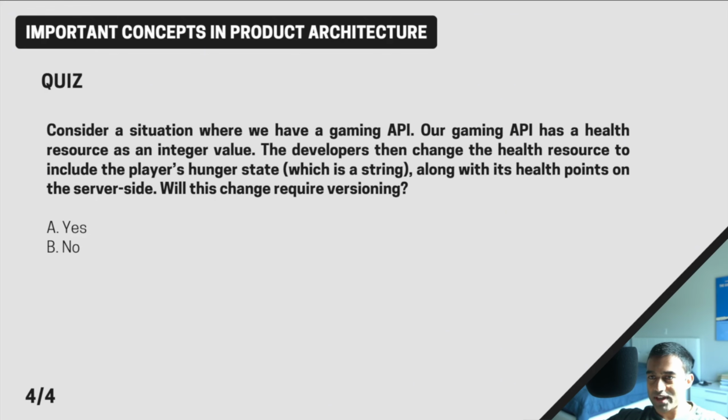And consider a situation where we have a gaming API. Our gaming API has a health resource as an integer value. The developer then changes the health resource to include player hunger state, which is a string, along with its health points on the server side. Will this change require versioning? So we're basically changing our health from an integer to an object, or like a different data type, right? And so this will definitely require a version upgrade. So yes, it's true.